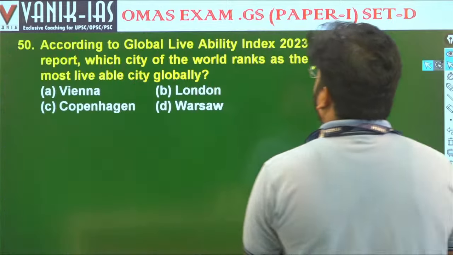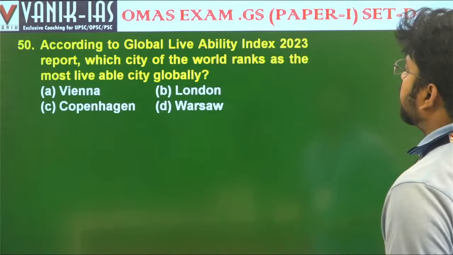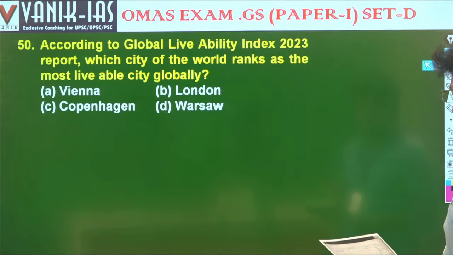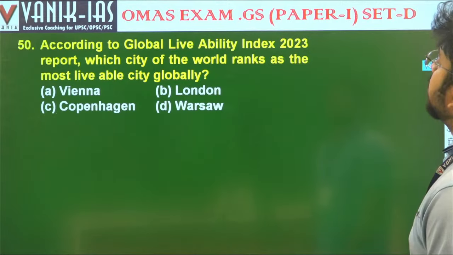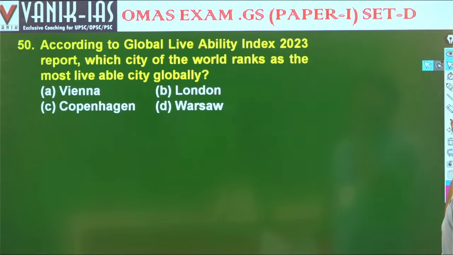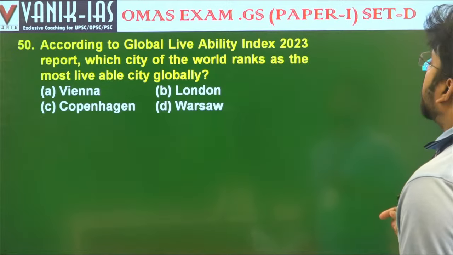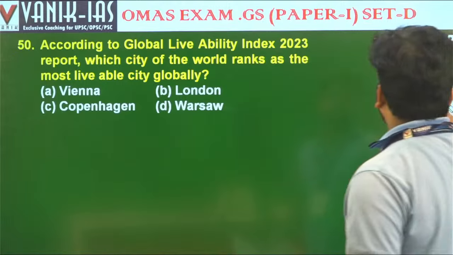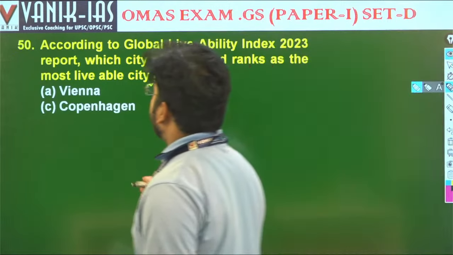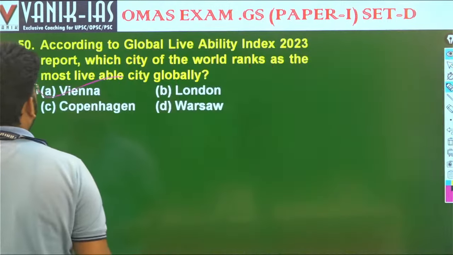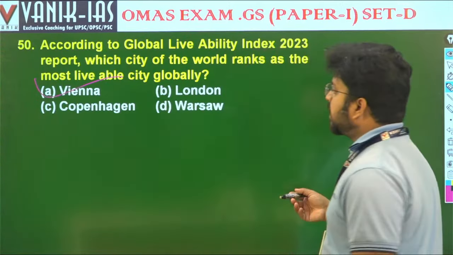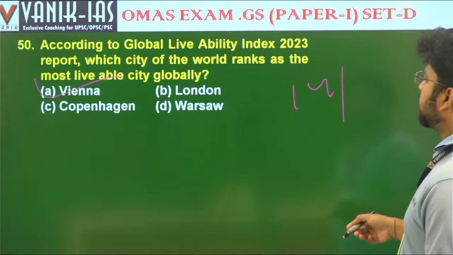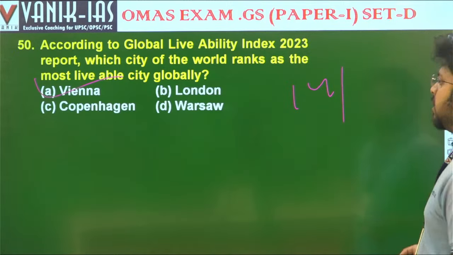Next question. According to the Global Liveability Index 2023 report, which city in the world ranks as the most livable city globally? It is Vienna, right? Vienna is the most livable city, released by the Economist Intelligence Unit, and India has a rank of 141. It was recently in the news, directly from current affairs. A is the answer.